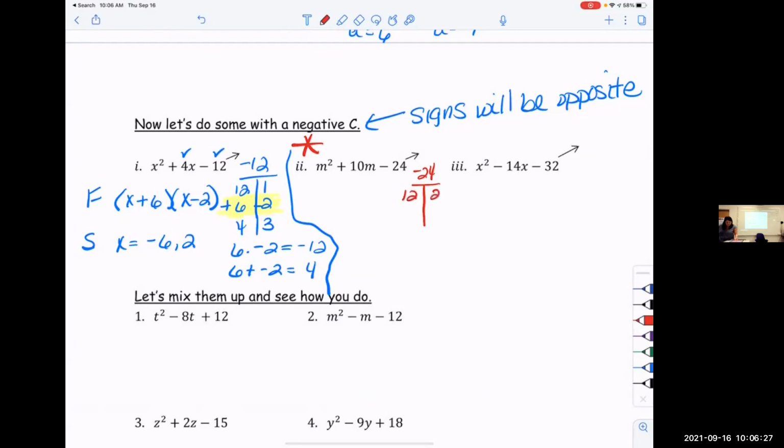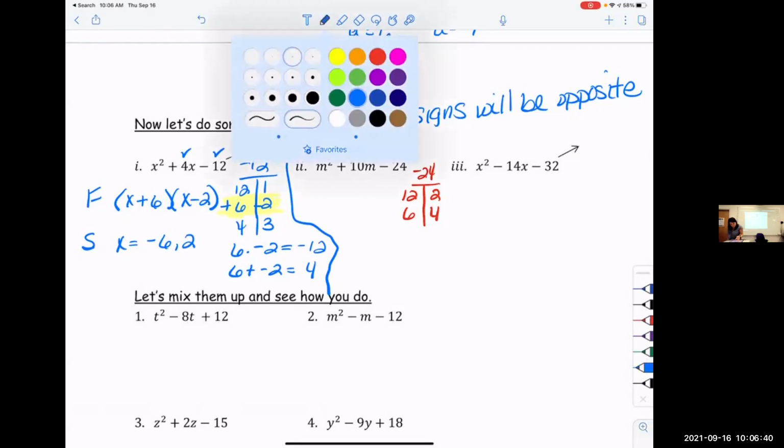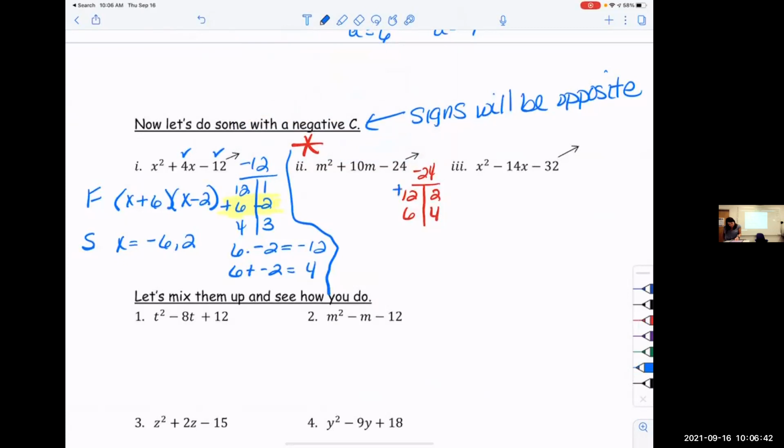12 and 2, 6 and 4. You can get a 10 out of both of those. So it comes down to signs. If I want a positive 10, what are my signs on 12 and 2? Positive 12, -2. If I want a positive 10 on 6 and 4, what are my signs? This is where the difference comes in. That gives me positive 10. That gives me positive 10.